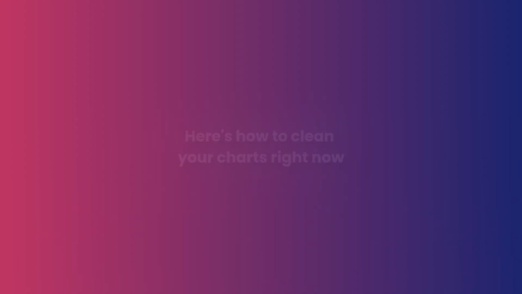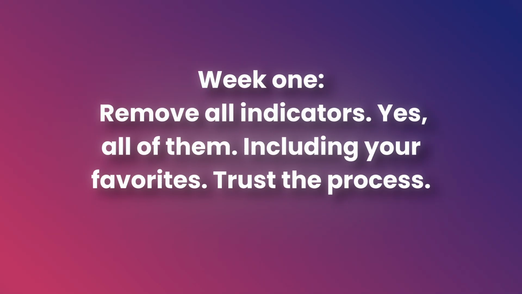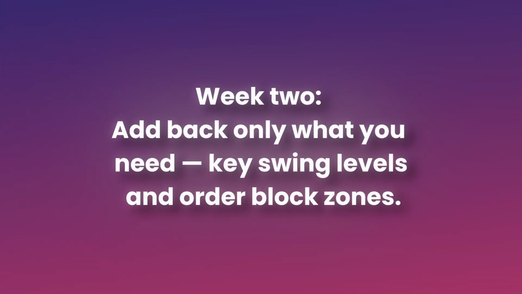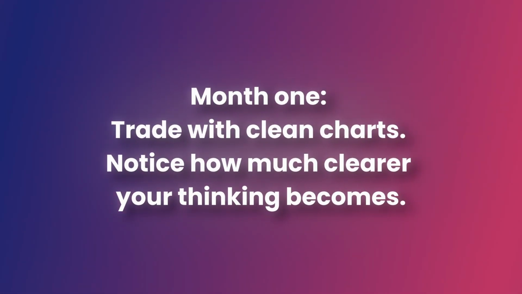Here's how to clean your charts right now. Week 1, remove all indicators. Yes, all of them, including your favorites. Trust the process. Week 2, add back only what you need. Key swing levels and order block zones. Month 1, trade with clean charts. Notice how much clearer your thinking becomes. You won't go back, I promise.